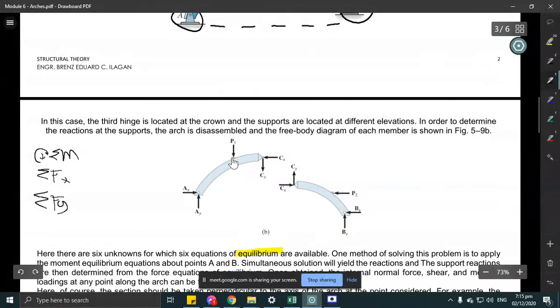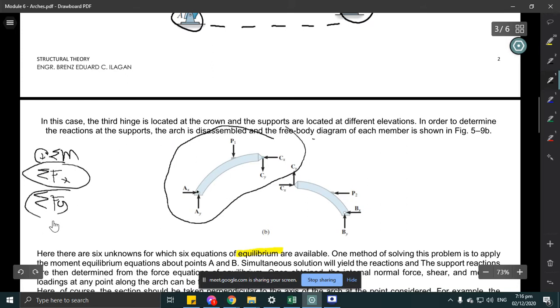And then, since dinisassemble mo siya into two members, considering this figure or this side, kapag nag-moment ka dito, di ba mahahanap mo yung mga unknowns na yan? Or kapag consider mo yung section na to or itong member na to, just take summation of forces X and forces Y to solve for the unknowns.